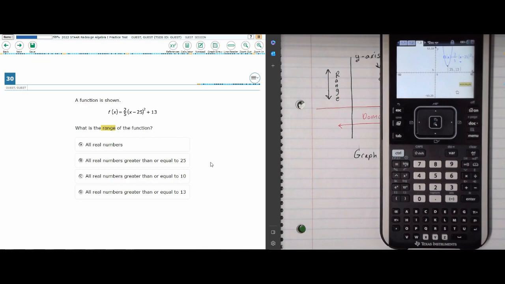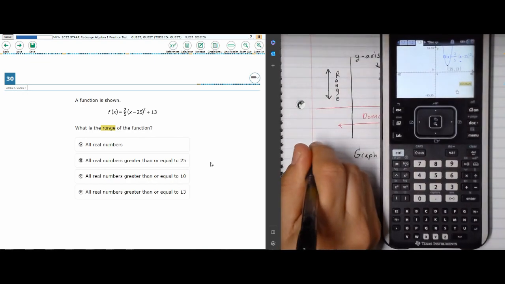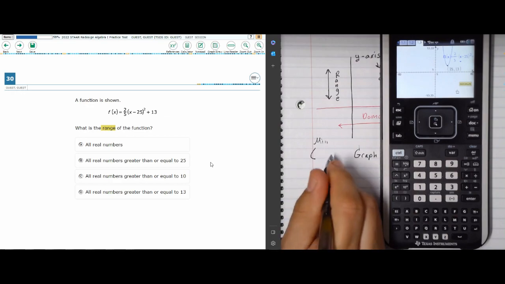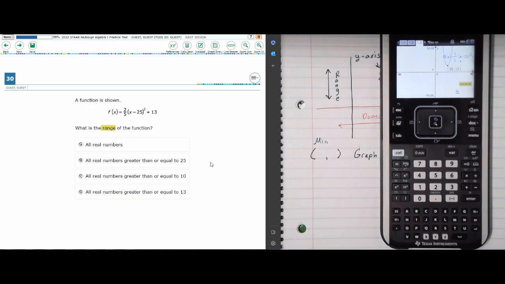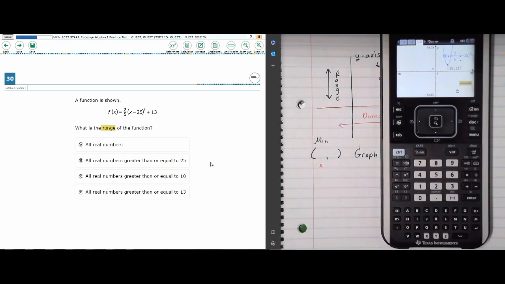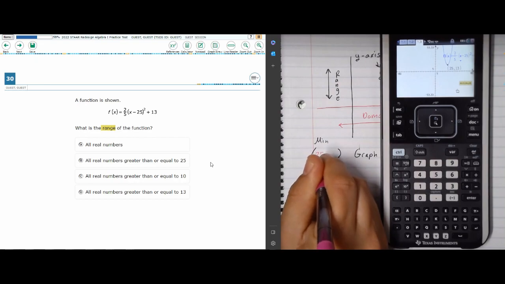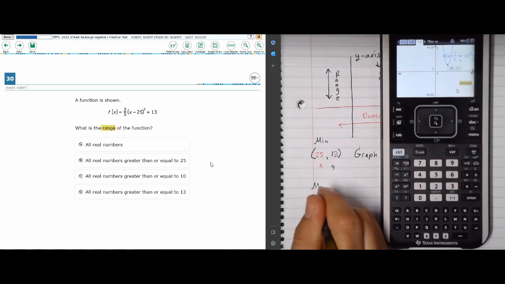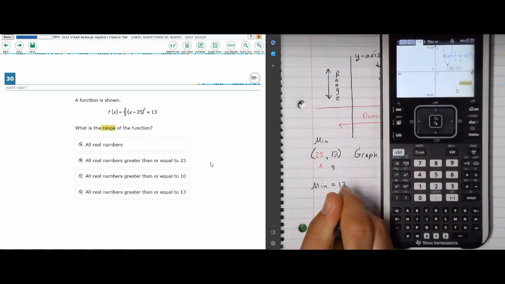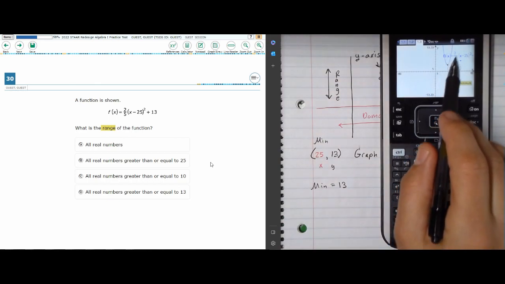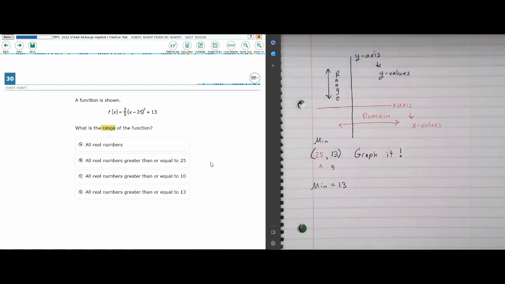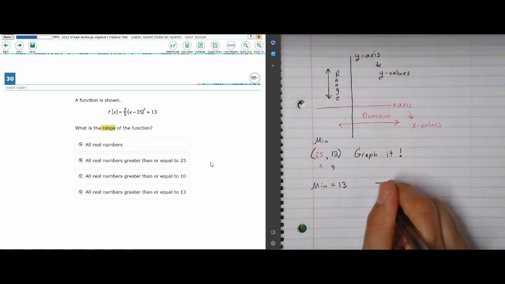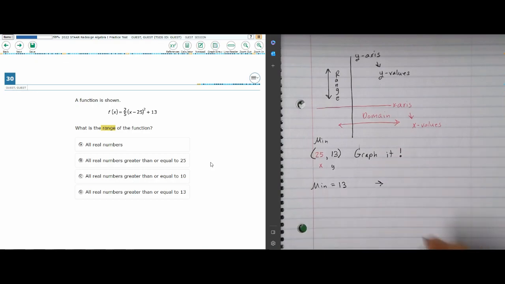So I'm going to write this down real quick. Notice in the ordered pair, I'm going to write minimum. This is my minimum right here. I need you to remember that the first number is always x, and the second number is always your y value. So this is actually at 25 and 13. So what that means is my minimum is 13. So my graph goes as far down as 13, and because it's a parabola, it goes up forever, right? Infinitely.